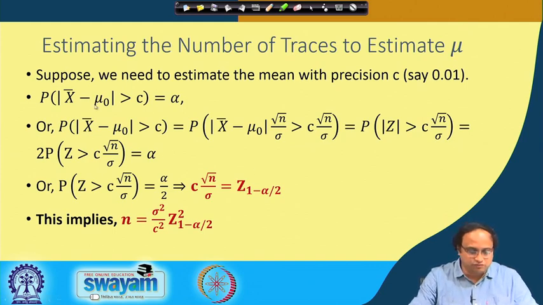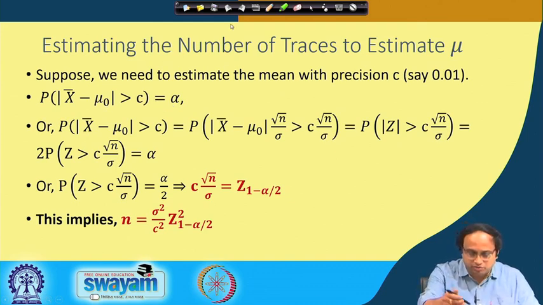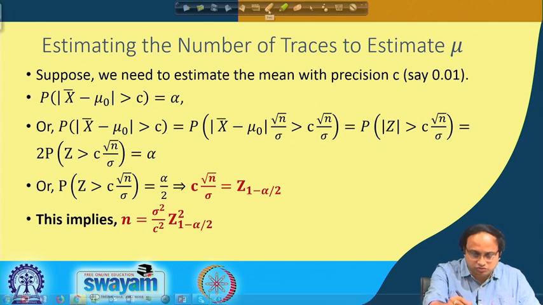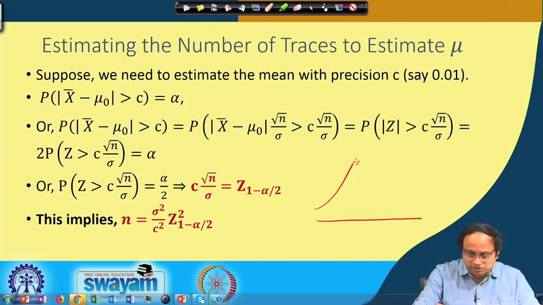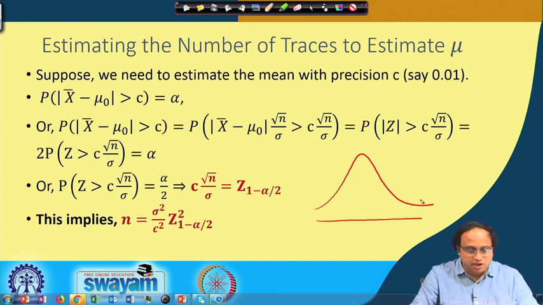The idea was that if you want to estimate the mean with precision c, this c could be say 0.01 or 0.001, that depends upon the amount of accuracy that you would like. Alpha, as we discussed in the last class, is our error probability, and that means we have a standard normal distribution, and let me just draw it once more. So, you have this as your standard normal distribution, and you are trying to estimate the mu.